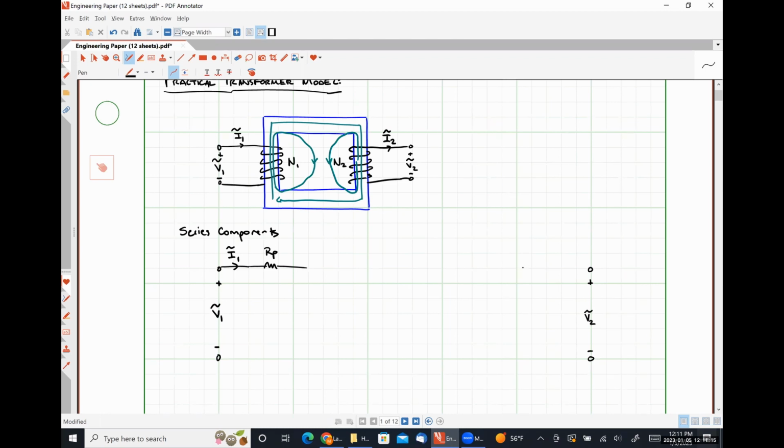And our secondary is also made of real wire, and so we're going to have some resistance RS. Here's our secondary voltage and current. These resistances RP and RS account for the copper losses of our windings. Effectively, if we pass a current through those wires, they will heat up, and that transfer of electrical energy into heat has some associated loss that we characterize as a resistance.